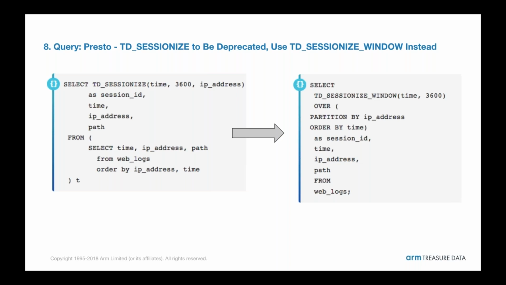TD Sessionize actually has some performance issues and sometimes gives inconsistent results. So we will be deprecating TD Sessionize and recommending customers use TD Sessionize window instead. This has equivalent functionality and is more consistent, more reliable, and faster. TD Sessionize will be removed in July 2019. Included in the release notes is some documentation for how to migrate, as well as some more information about TD Sessionize window. So be sure to check that out.